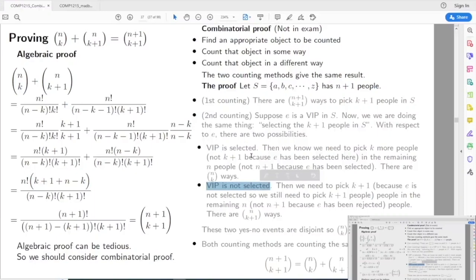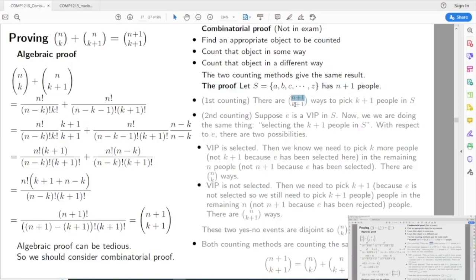Then what do I need to do next? I fill in the tree. I told you this in lecture 1. Whenever you grow a tree, you don't need to make the tree perfect, but you need to have the biggest branch. Then you fill in the small branches. So now suppose E is selected. That means I need to pick this number of people, but one of them is the VIP, so I just need to pick K of them, right? So therefore, among this number of people, I have selected one, called VIP.